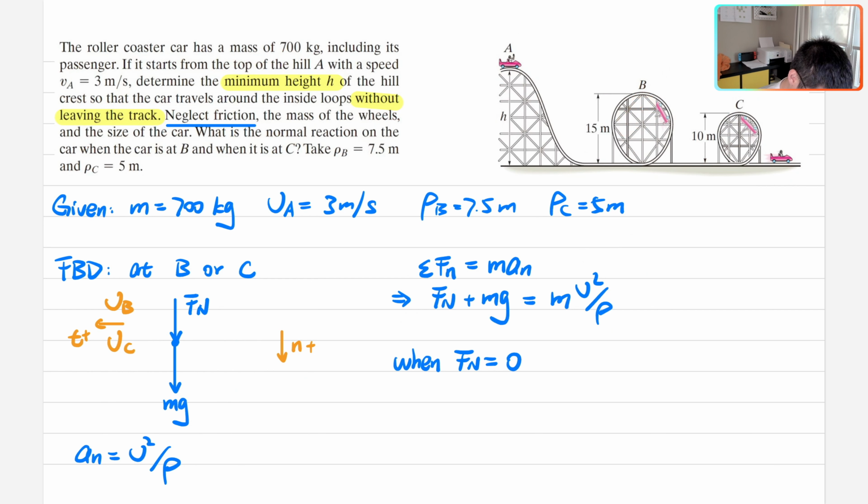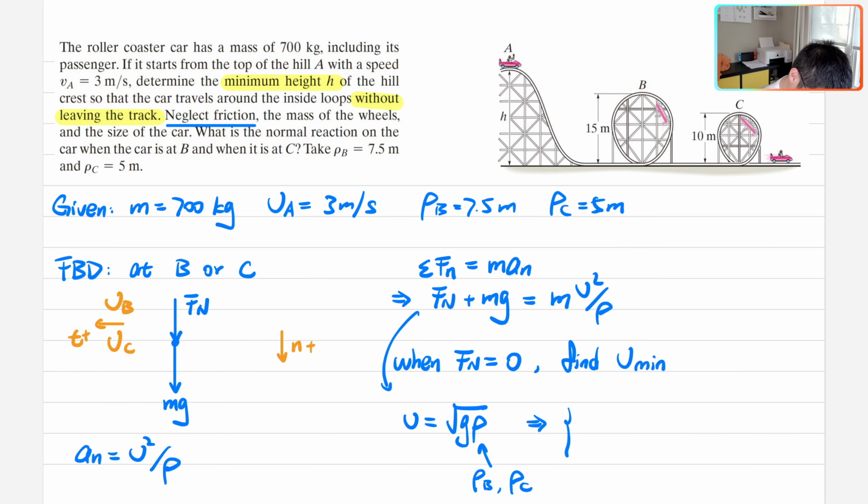Therefore, when Fn equals 0, when there's no normal force, we'll find the minimum velocity at point B. For those of you who are familiar with the experience, this is called the 0G experience, when there's no normal force acting on you. Given that, when Fn equals 0, we rewrite this to get V equals the square root of g times rho, and this rho will be substituted with either rho B or rho C.